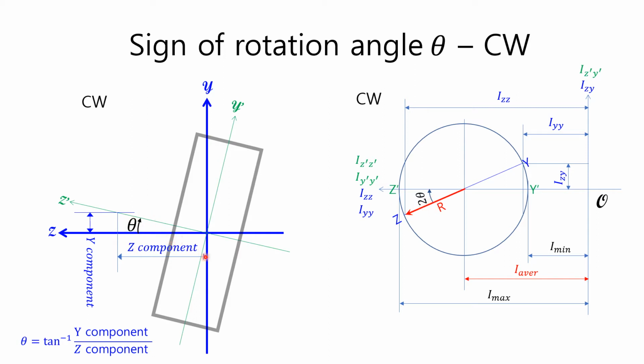In the figure on the left, if the blue coordinate axis rotates clockwise by theta and becomes the green coordinate axis, the new coordinate system, z prime, y prime, coincides with the principal axis. In the Mohr circle, it rotates clockwise by 2 theta in the same direction to coincide with the principal axis, which is the horizontal axis.